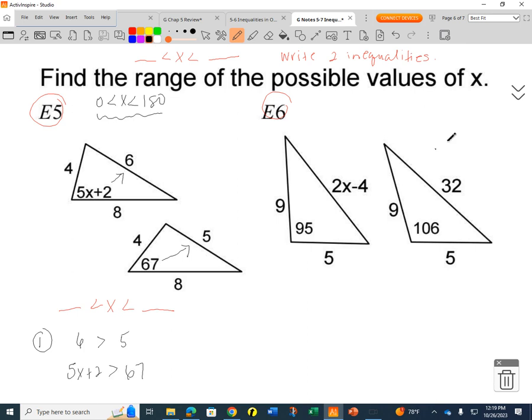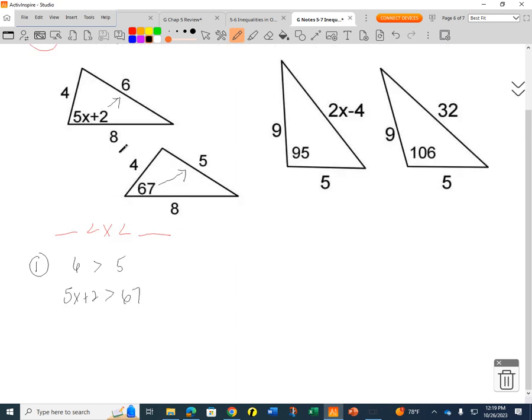Alright, so this is what we put in originally. So subtract 2 from both sides. 5x is greater than 65. Divide both sides by 5. And now I know that x has to be greater than 13. We need a lower limit and an upper limit. The greater than is the lower limit. It seems like the opposite of what you think, but this is x is greater than some number. So x has to be greater than 13.